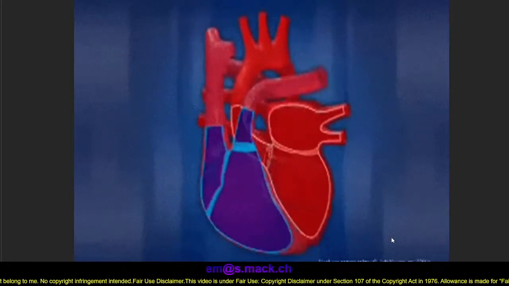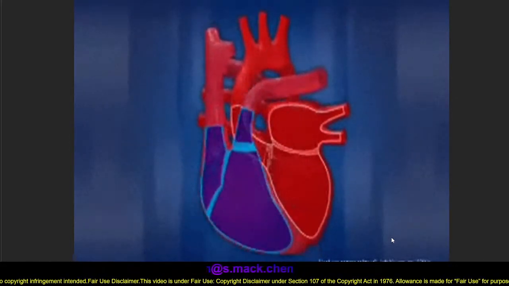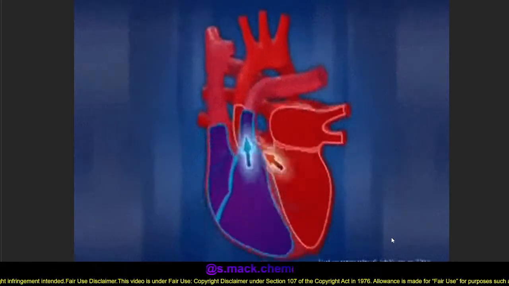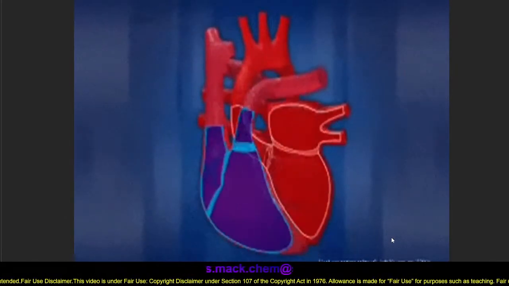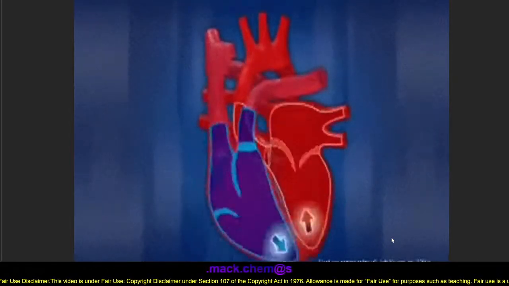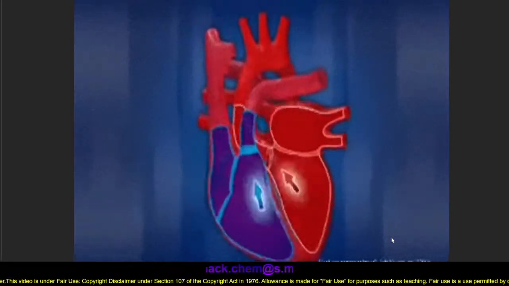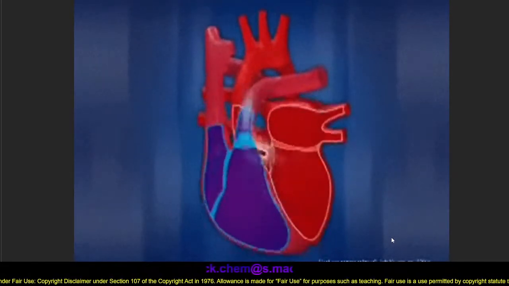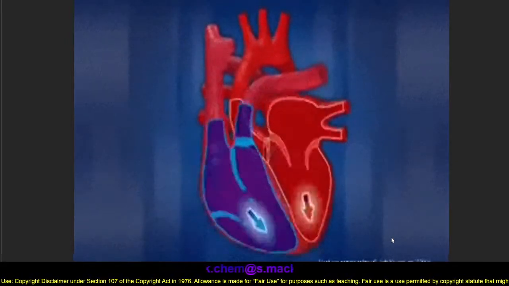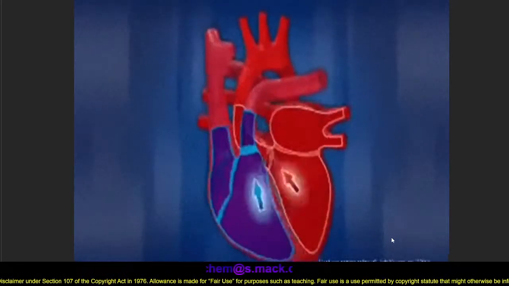Now let's take a look at what this looks like in the heart. You're going to see blood moving from the atria into the ventricles, and that blood is being pushed through valves that you're going to see on the left and on the right. So blood which is squeezed out of the atria into the ventricles is squeezed through these valves.